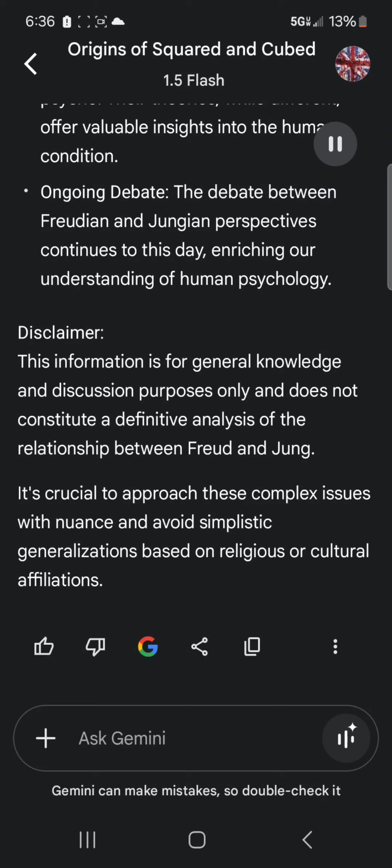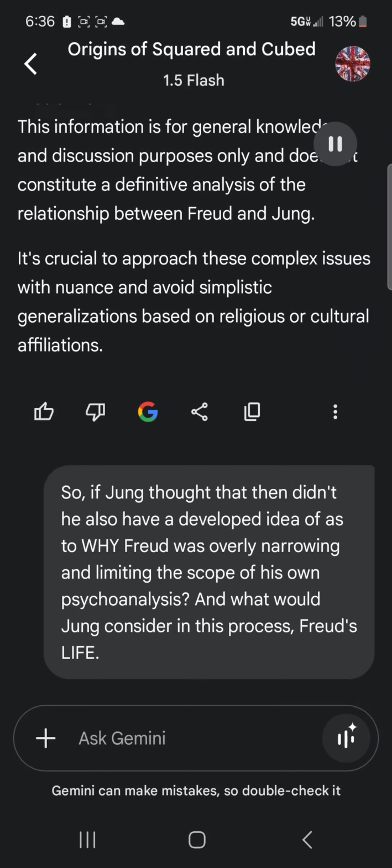Disclaimer: this information is for general knowledge and discussion purposes only, and does not constitute a definitive analysis of the relationship between Freud and Jung. It's crucial to approach these complex issues with nuance and avoid simplistic generalizations based on religious or cultural affiliations.